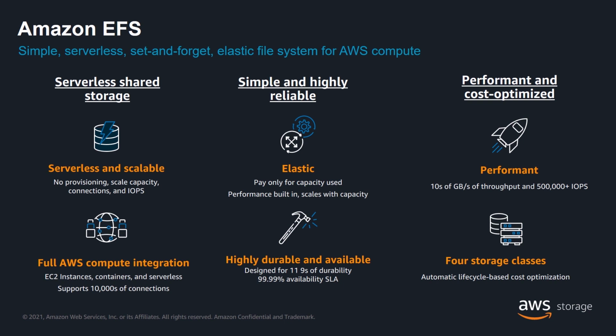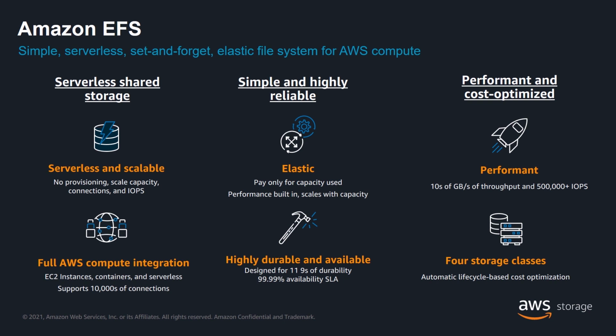EFS is completely serverless. You don't need to provision or manage any infrastructure or capacity. And as your workload or application scales up, so does your file system, automatically accommodating any additional storage or capacity that's needed. In terms of connections, EFS supports up to tens of thousands of concurrent clients, no matter what compute type. So these could be traditional EC2 instances, it could be containers running on your self-managed clusters or on any one of the AWS container services, ECS, EKS, and Fargate, or they could be Lambda functions. You can also access your file system from on-premises if you choose to do so using AWS Direct Connect and AWS VPN.